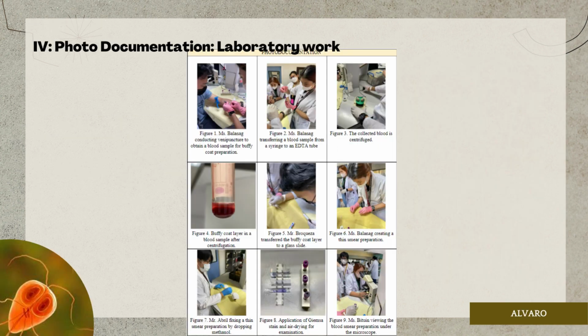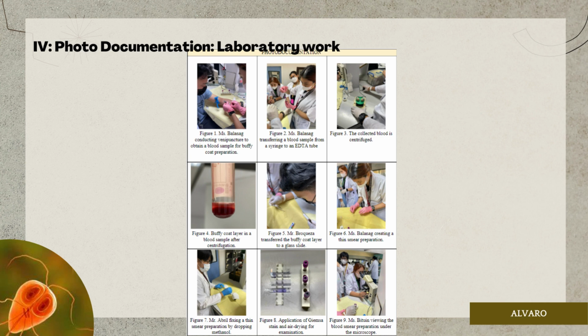And now, I'll be presenting a photo documentation of our group members performing a buffy coat preparation. First, venipuncture was conducted to obtain a blood sample for buffy coat preparation. The blood sample was then transferred from a syringe to an EDTA tube. The collected blood was then centrifuged, resulting in the formation of a buffy coat layer. The buffy coat layer was transferred to a glass slide.